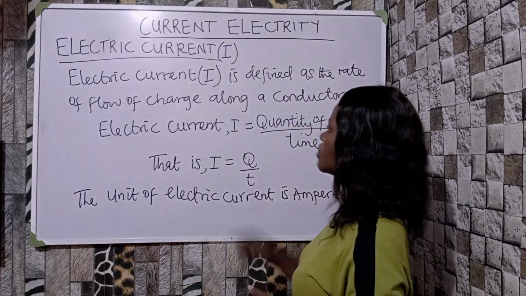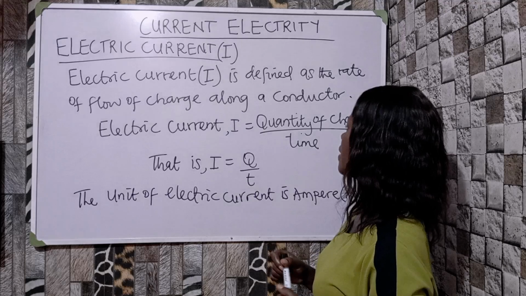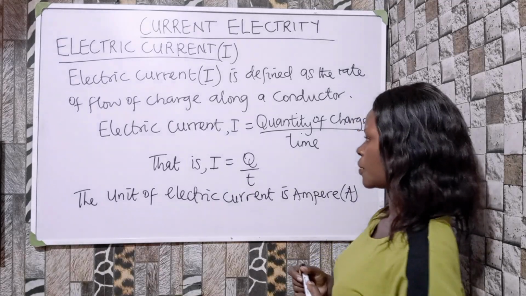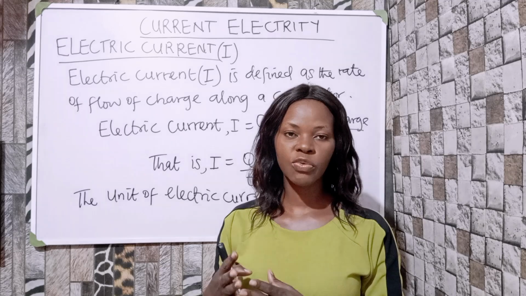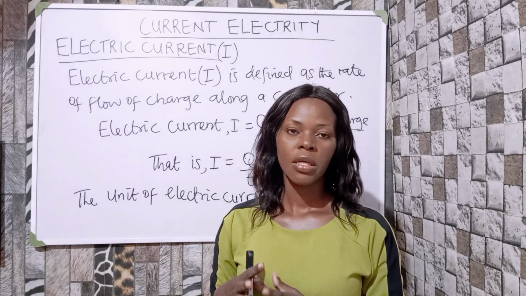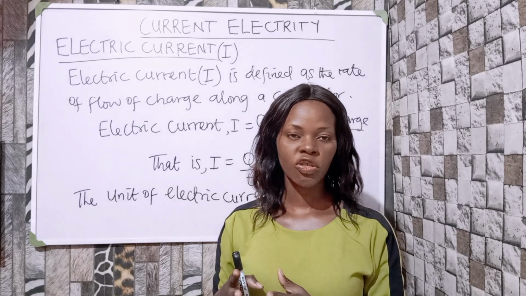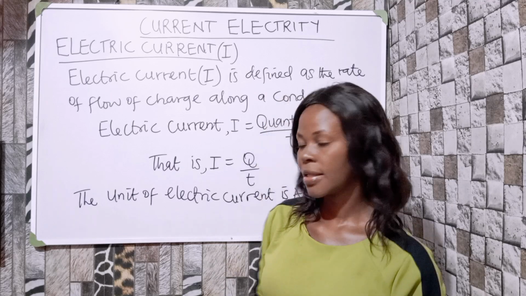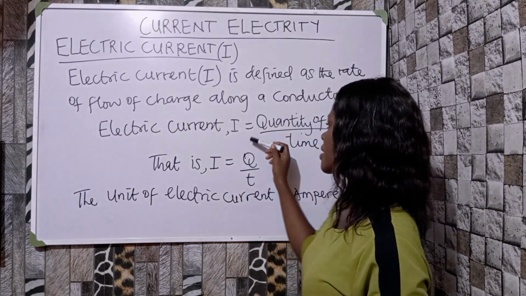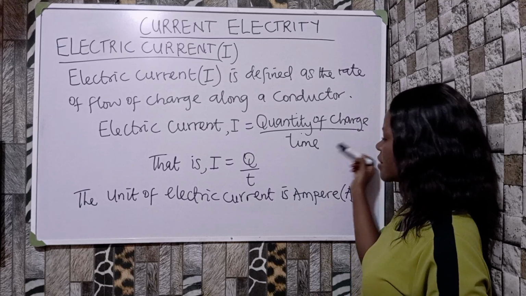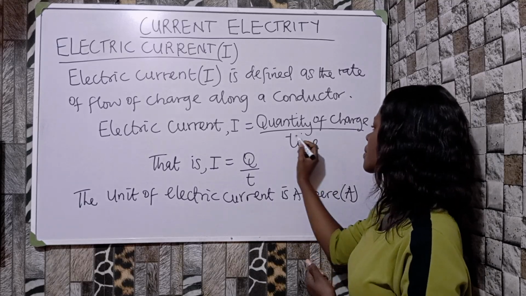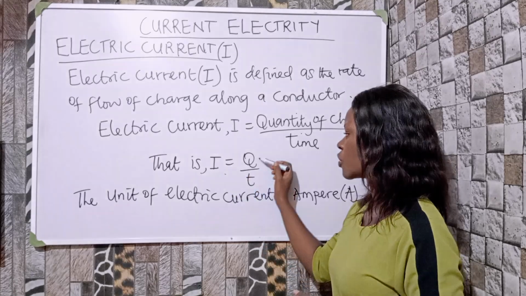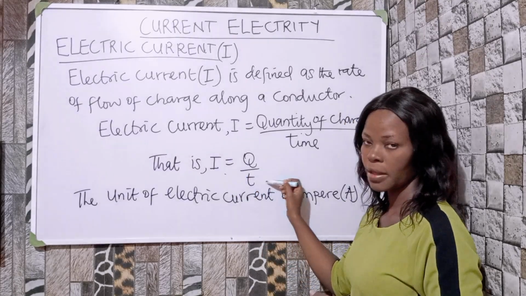Electric current, the symbol is I, is defined as the rate of flow of charge along a conductor. The rate at which charge flows in a conductor is said to be what? Electric current. In other words, we can say that electric current I is quantity of charge divided by what? Time. That is I equals Q over T, right?